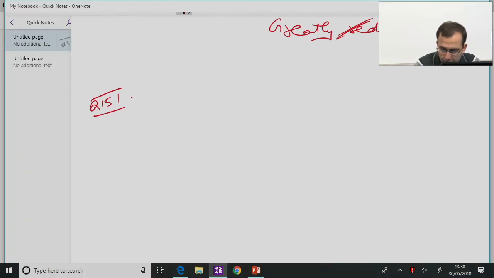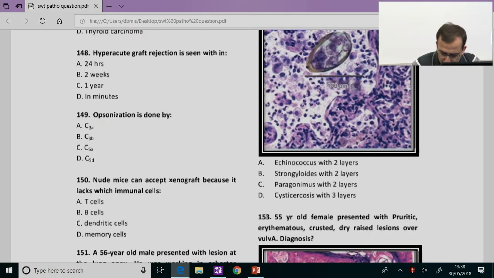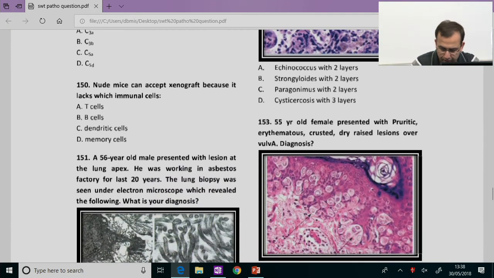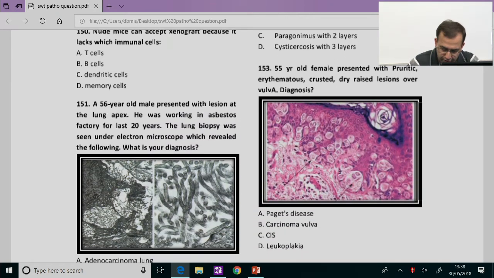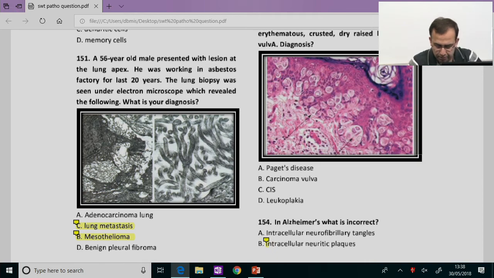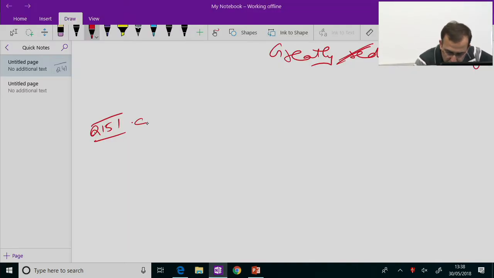This gets us to the next one, that is question 151. A 56-year-old male presented with a lesion at the lung apex. What is your diagnosis? The minute we see this electron microscopy showing the presence of elongated microvilli, have a look at this. These are the elongated microvilli. So this is a case of mesothelioma.